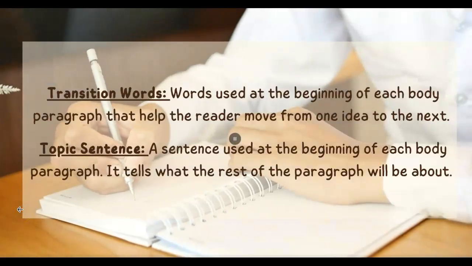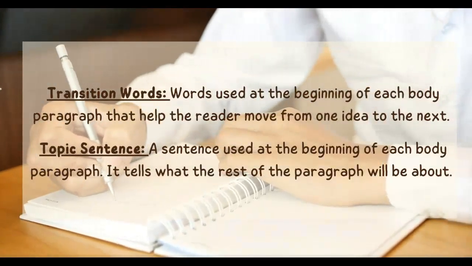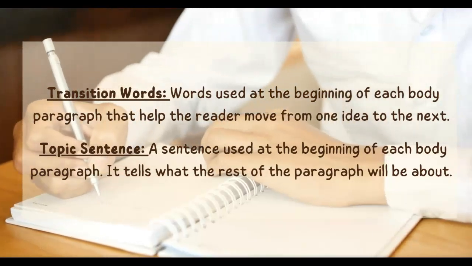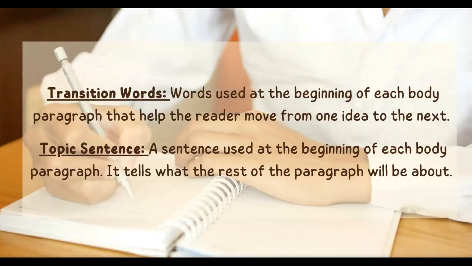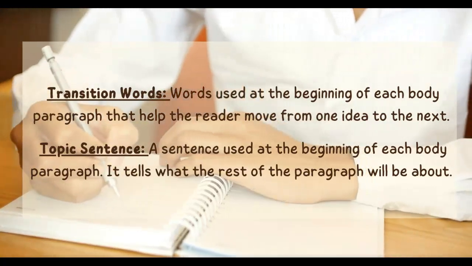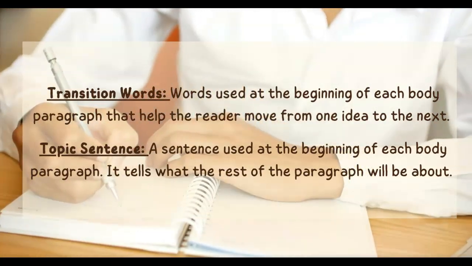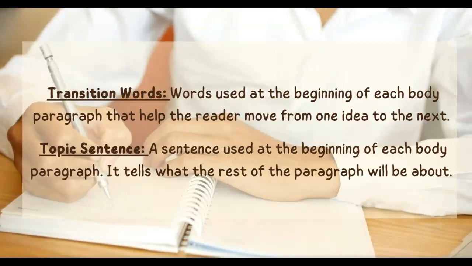So we're going to talk about the different parts of the body paragraph really quickly. Our body paragraphs are going to start with transition words. These are words at the beginning of the paragraph that help your reader move from one idea to the next. These transition words are pretty simple. They can be words like first, next, finally. And then right after that transition word, you're going to have your topic sentence.